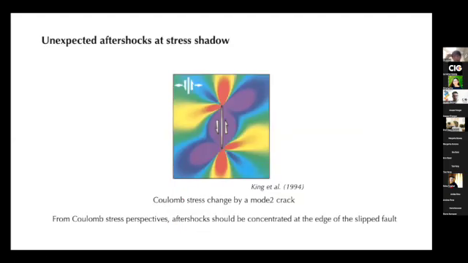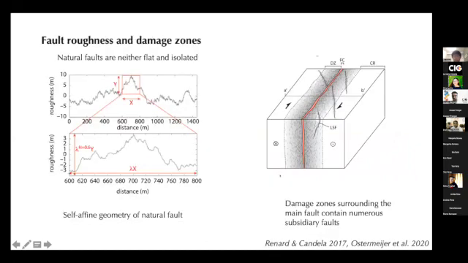However, if you think of physics, this aftershock distribution can be unexpected, because from the Coulomb stress perspective, aftershocks should be concentrated at the edge of the slipped fault, where stress concentration is happening. And on the fault, there should be a stress shadow. However, this paradoxical situation may be coming from the oversimplification of natural fault geometry.